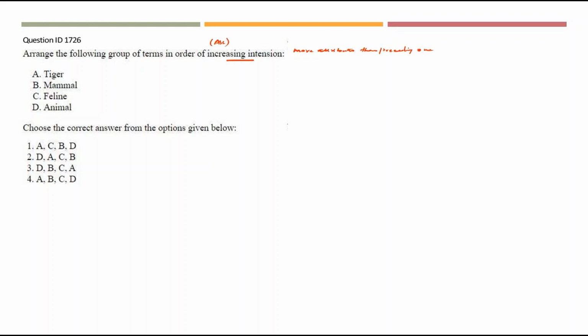There is also a word called extension. Extension means it will talk about collection. That is, when they ask with respect to increasing extension, it means you have to move towards a generic group.